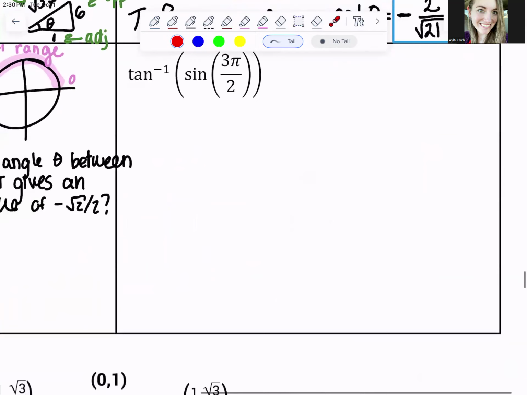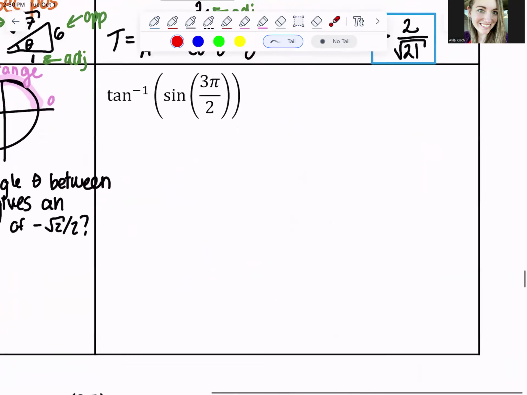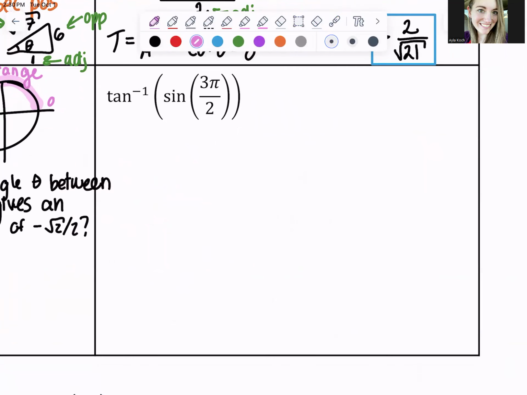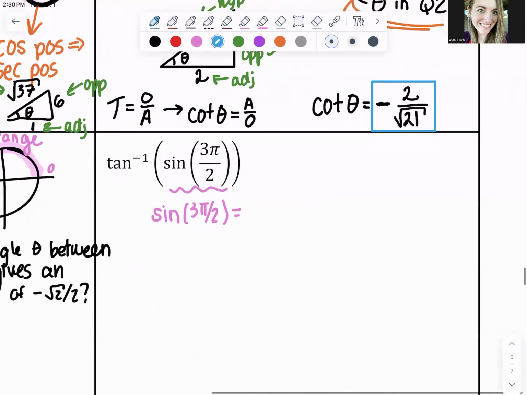Last one here. We have tan inverse of sine of 3 pi over 2. Again, resolve the inside first. Sine of 3 pi over 2. That's the y value at 3 pi over 2. So 3 pi over 2, let me use a different color. 3 pi over 2, the y value is negative 1. Sine of 3 pi over 2 is negative 1. So now we're looking for tan inverse of negative 1.